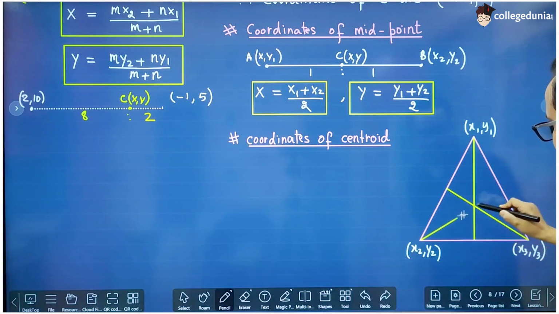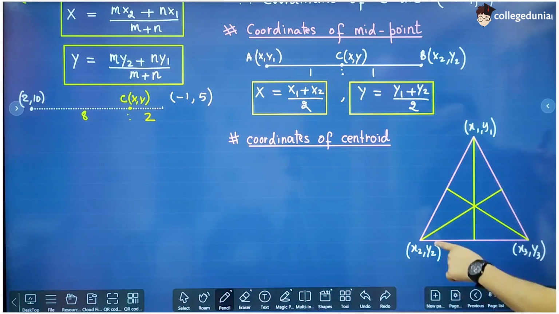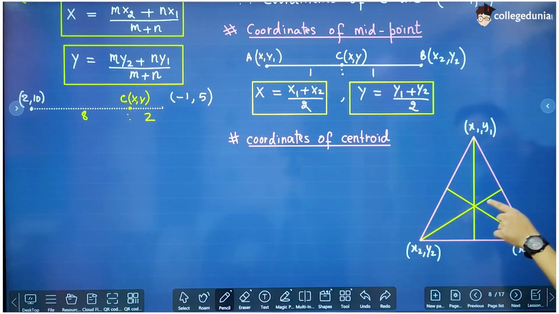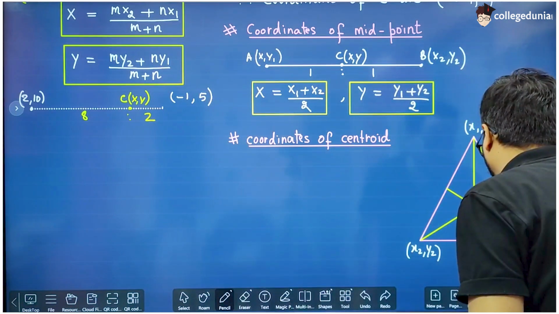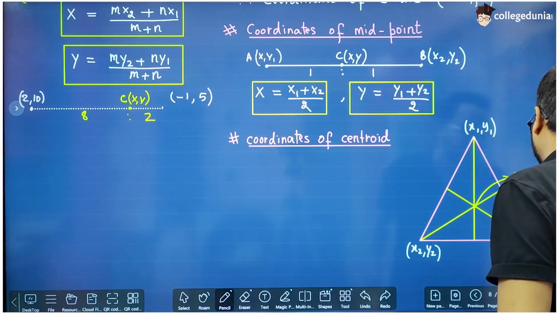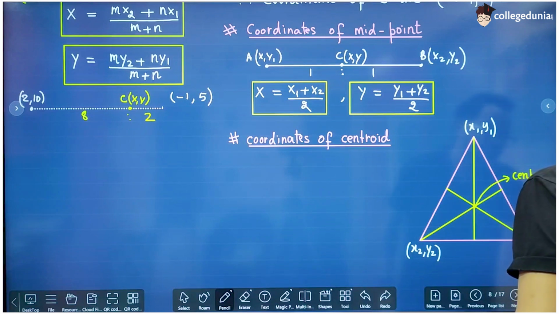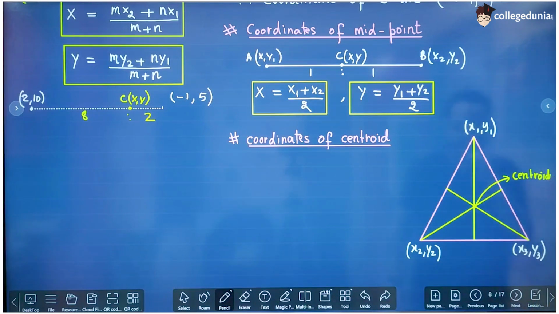A median is a line which starts from one vertex of a triangle and touches the midpoint of the opposite side, right? So these are the three medians of the triangle, and these three medians intersect at a common point, and that point is called the centroid, and this centroid has coordinates.